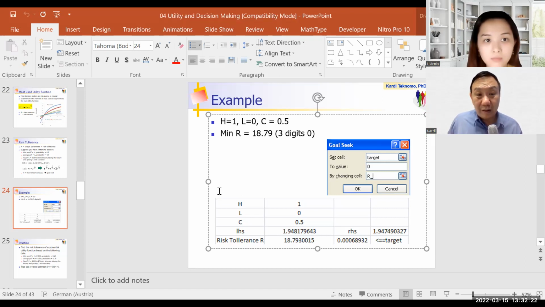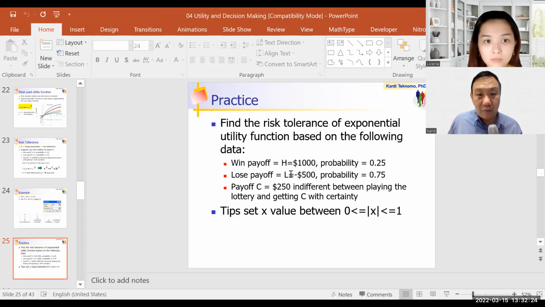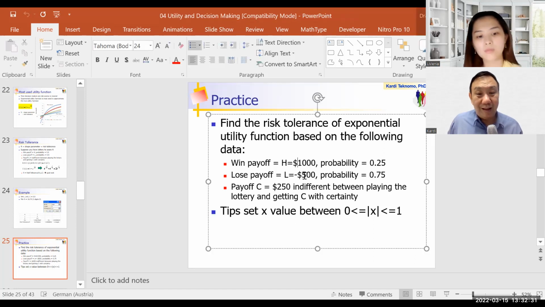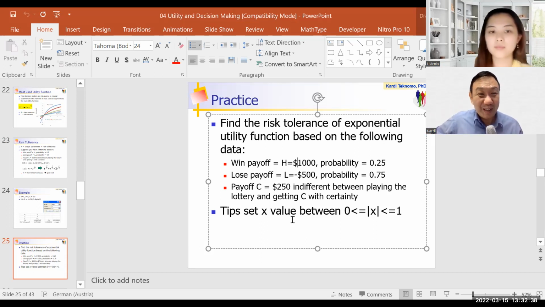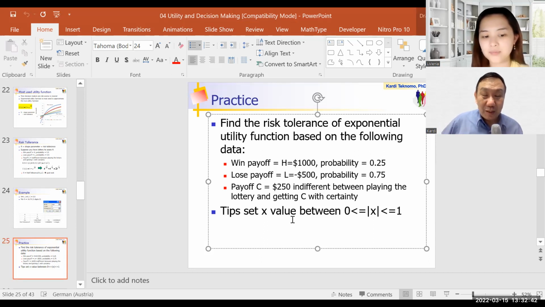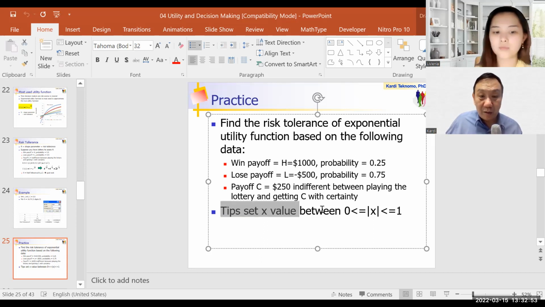Later on, I said, what will happen if we change the value? So the real value is say 1,000 and 500 like that. Especially if you are Indonesian, you are using rupiah, the number of zeros is so big. So if you use an exponential function, don't use the actual value, but rescale it between 0 and 1. This tip is really very useful.